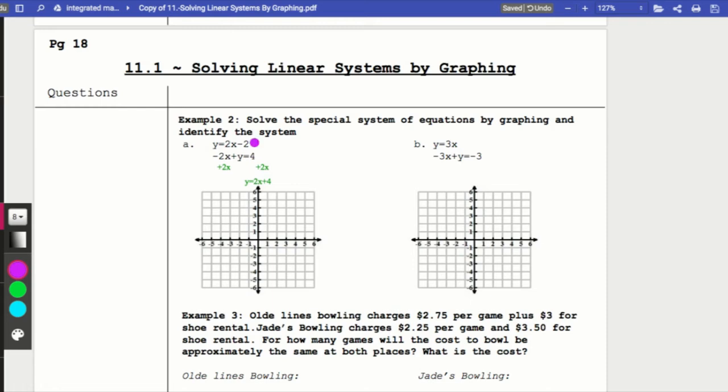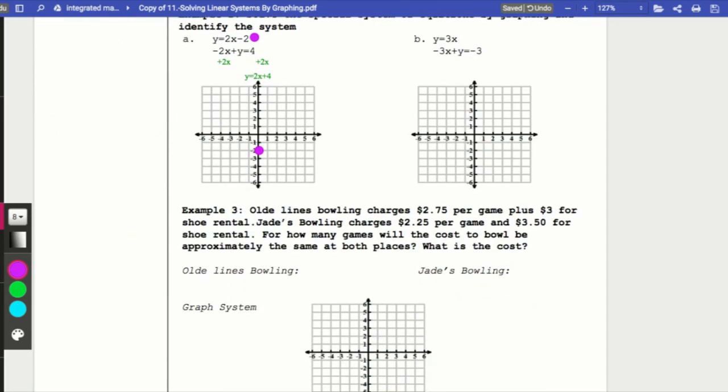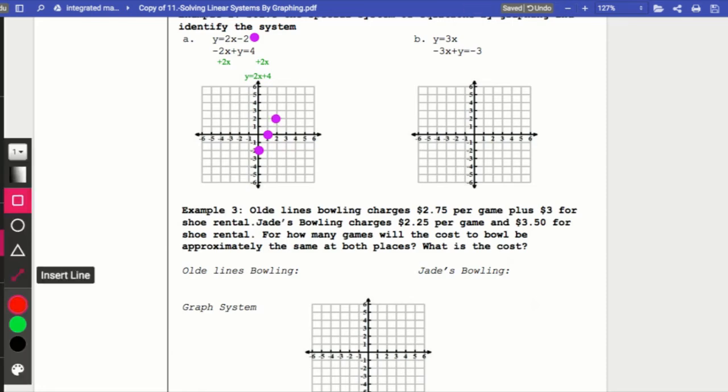So let's go ahead and graph the first equation, which is 2x minus 2. So I'm going to put a dot at negative 2. Slope is 2 over 1, which is, I think this is the same one. Yep, same equation we had last time. So up 2 over 1, up 2 over 1. There we go. Make a line. Oh my gosh, rectangle again. Yeah, there we go. So there's my line.